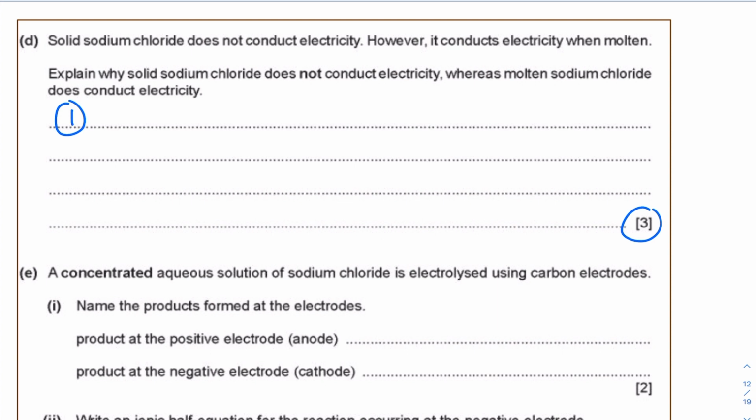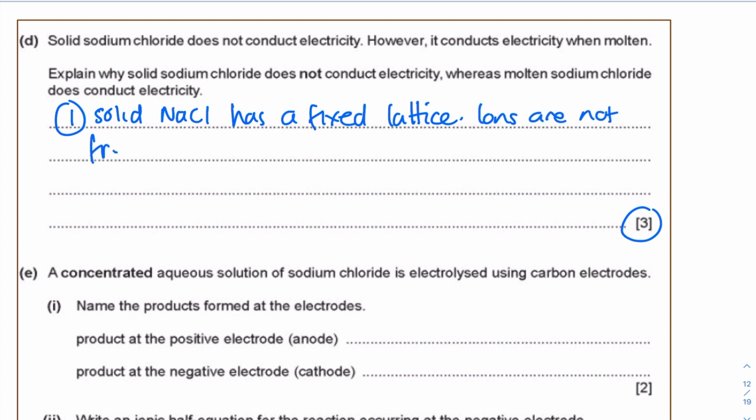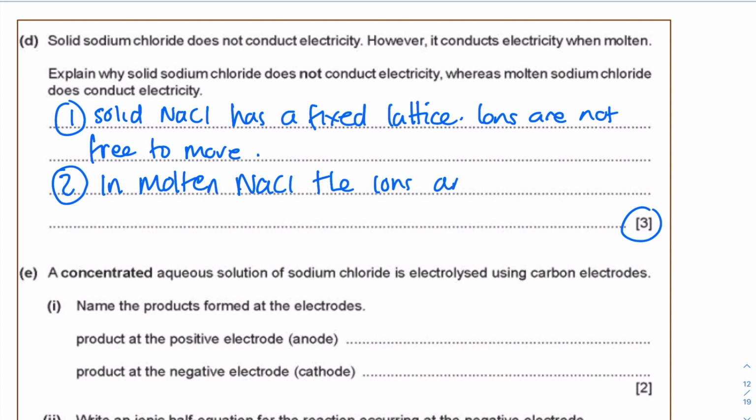So you can say 1. You can start with either one. Let's start with solid sodium chloride. Solid sodium chloride has a fixed lattice. Ions are not free to move. For number 2, in molten sodium chloride, the ions are free to move, so they can carry electricity.